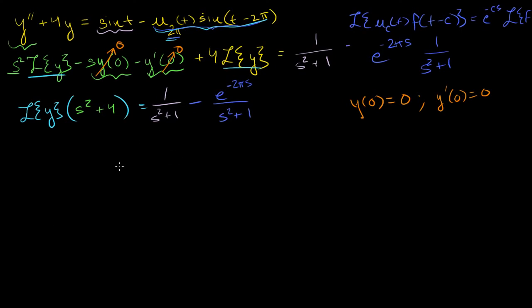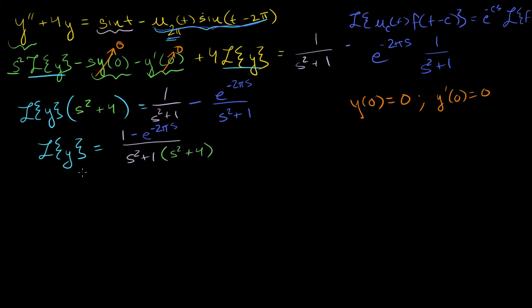And so if we divide both sides of this equation by the s squared plus 4, then we get the Laplace transform of y is equal to, and actually I can just merge these two. They have the same denominator. So before I even divide by s squared plus 4, that right-hand side will look like this. With a denominator of s squared plus 1, and you have a numerator of 1 minus e to the minus 2 pi s. And of course, we're dividing both sides of this equation by s squared plus 4. So we're going to have to stick that s squared plus 4 over here.